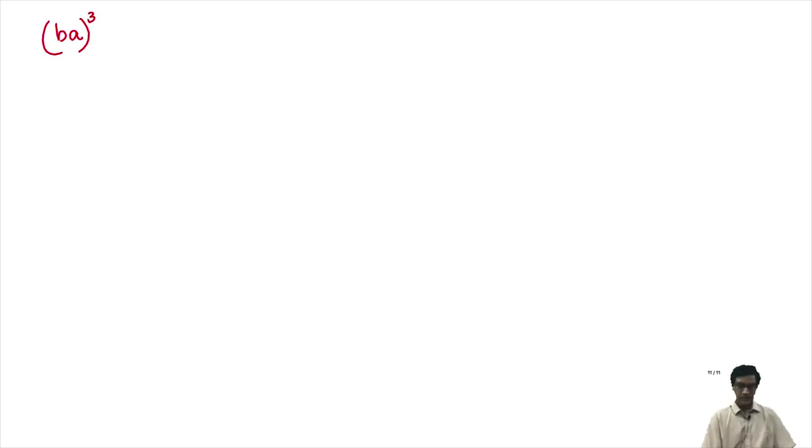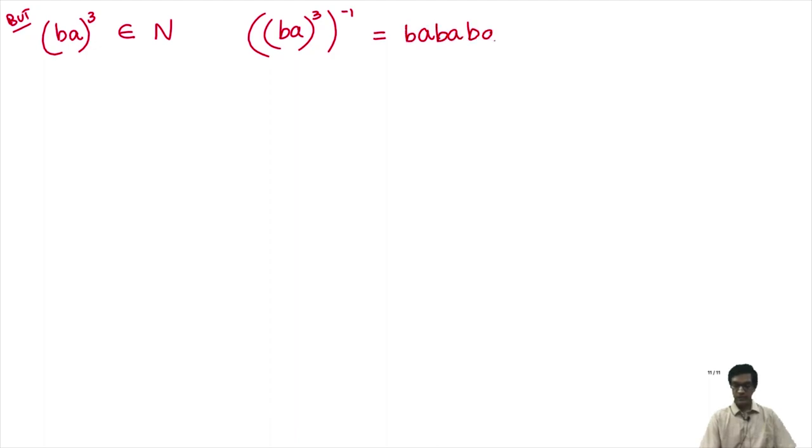Okay, so I claim that this word BA cubed is actually in N. Okay, how do we see this? So recall N had AB cubed and not BA cubed, but that's not too hard to change to the other. So let's look at BA cubed inverse. Okay, so what is BA cubed inverse? It's now going to be, instead of ending with an A, I just have to write it out in the other order. So that's going to be A inverse, B inverse, A inverse, B inverse, A inverse, B inverse.